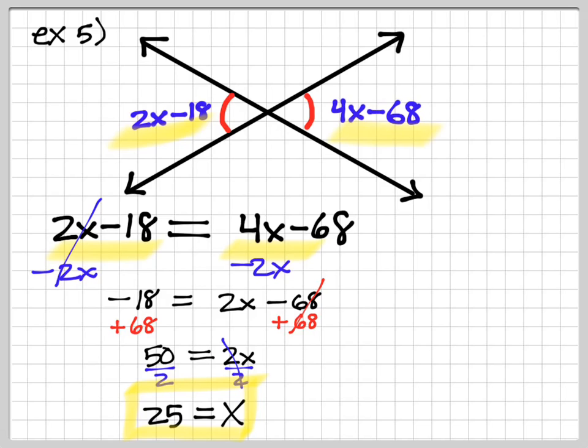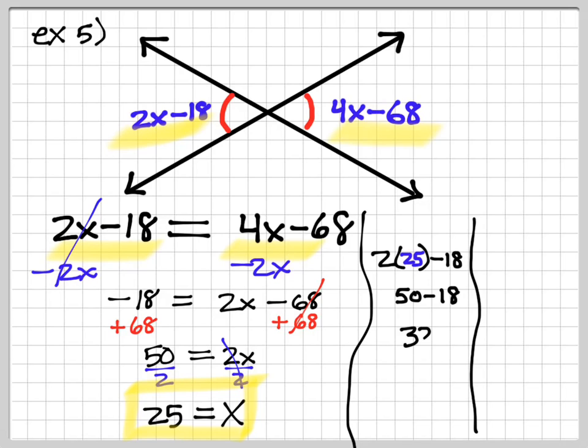Okay, phase 1 done. Now phase 2, I got to plug them back in. First one, 2 times 25 minus 18 equals 50 minus 18, and I get 32. Now, don't just stop here. A lot of times people will make some errors down below here in the algebra. They'll plug it into one and say, well, the other angle must be 32. Actually go back and plug it in and make sure they're both 32. 4 times 25 is 100, minus 68 is 32. These angles are the same degree, so I know my final answer is correct.